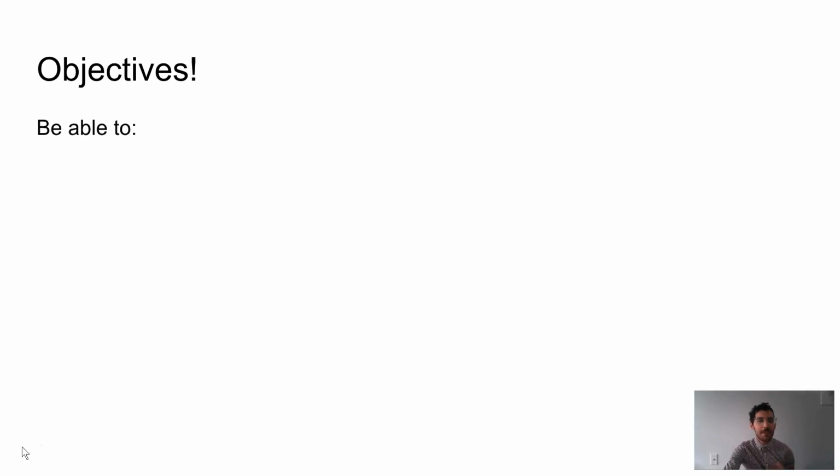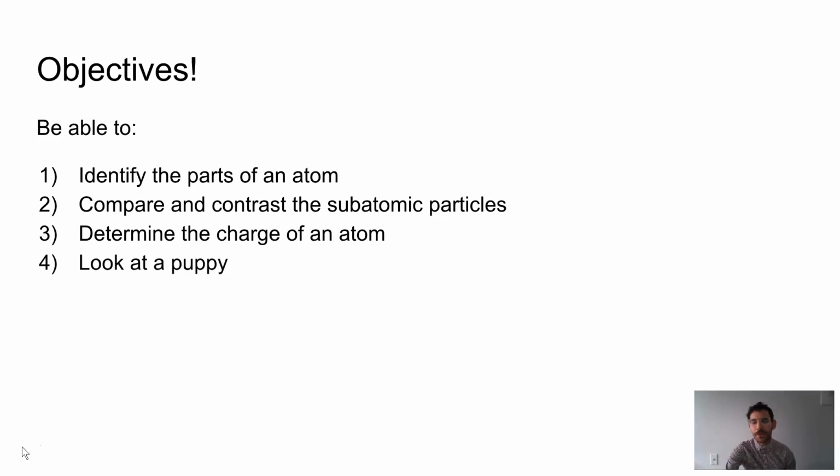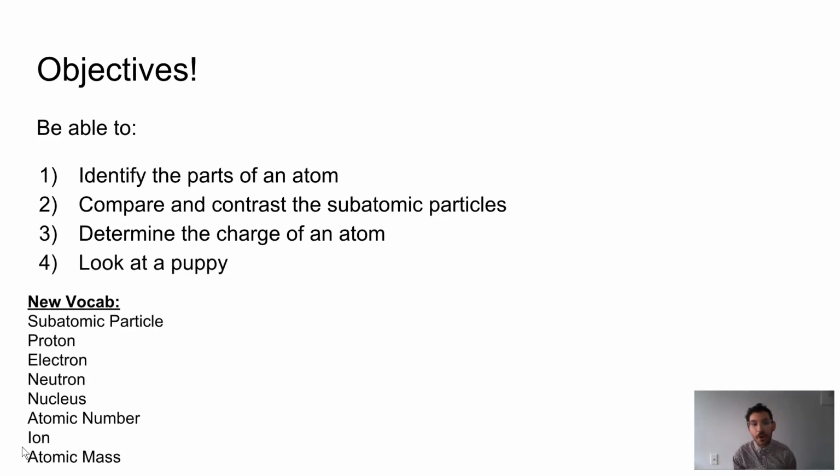I want y'all to be able to, by the end of this video, identify the different parts of an atom, compare and contrast these subatomic particles, which make up an atom, identify the charge of the atom, and look at a puppy. And there's a few other small things in there as well. We're going to have some new vocab up in here. Check it out. We're going to be using these words and identifying what they are throughout this video.